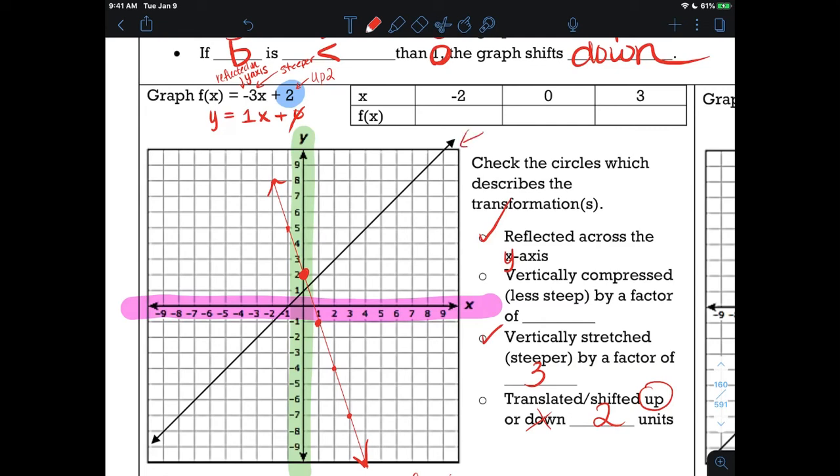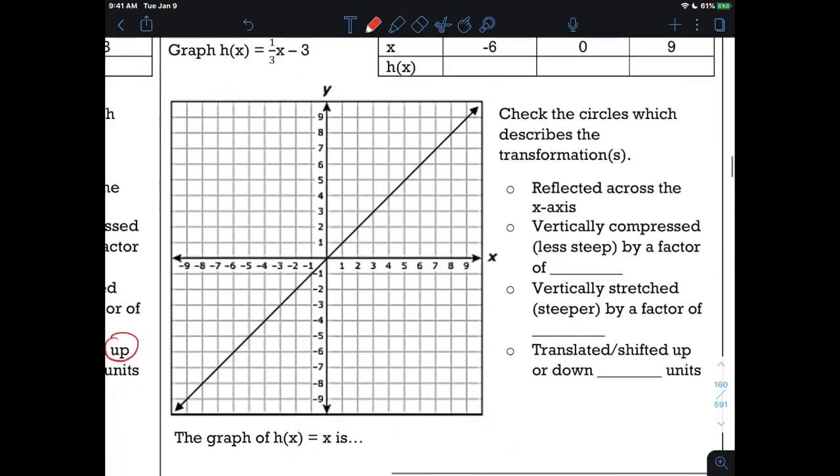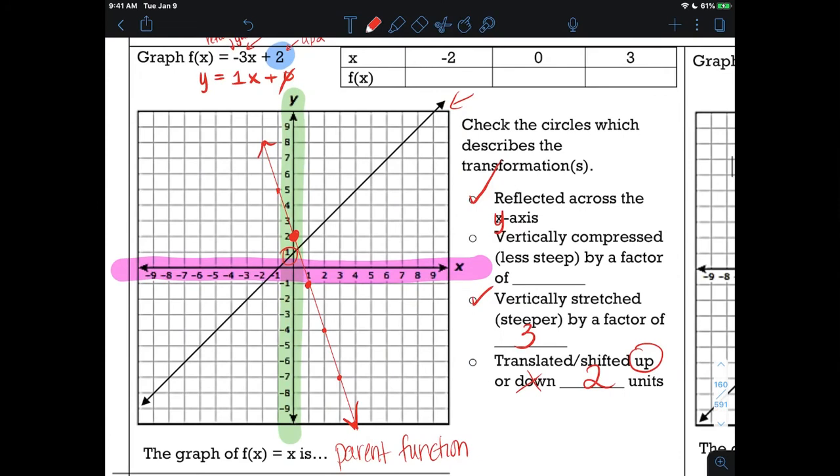So this line is incorrect. That is not f of x equals x, because look at that. It's got a y-intercept of somewhere around 1. That's totally not it, so we're just going to ignore that. All right, so let's take a look at this one. Oh, we forgot to plug in our values.